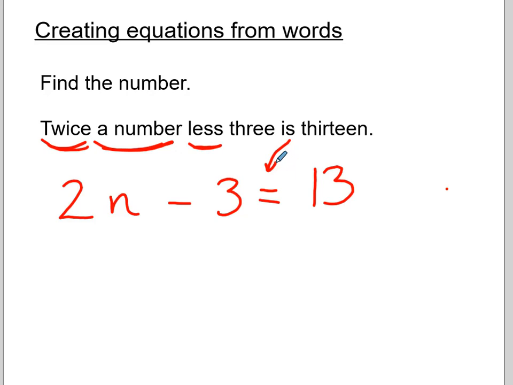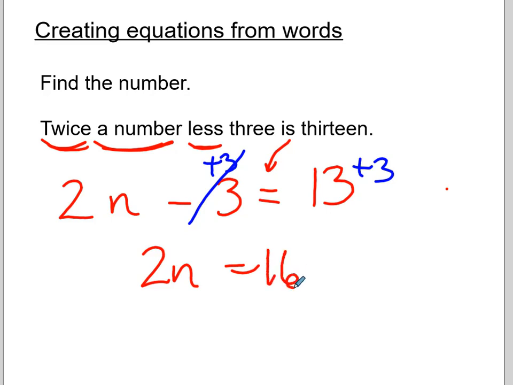Now I can solve this. So I will go back to my SAMDEB. I'm going to add 3 to both sides. Those cancel. 2n equals 16, divide both sides by 2, and I'm left with n equals 8.